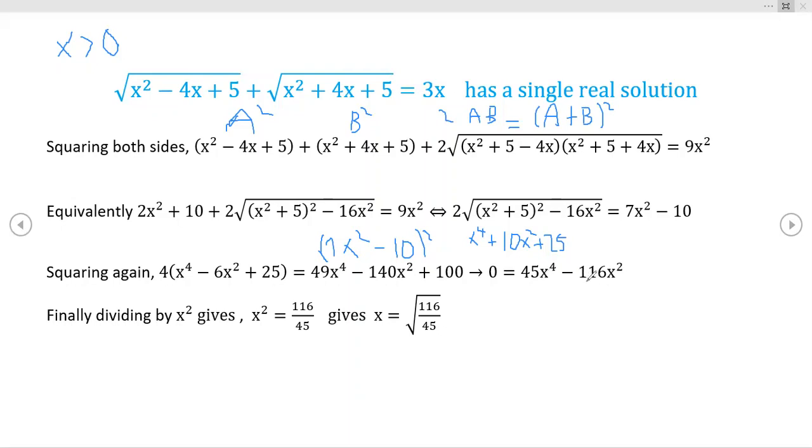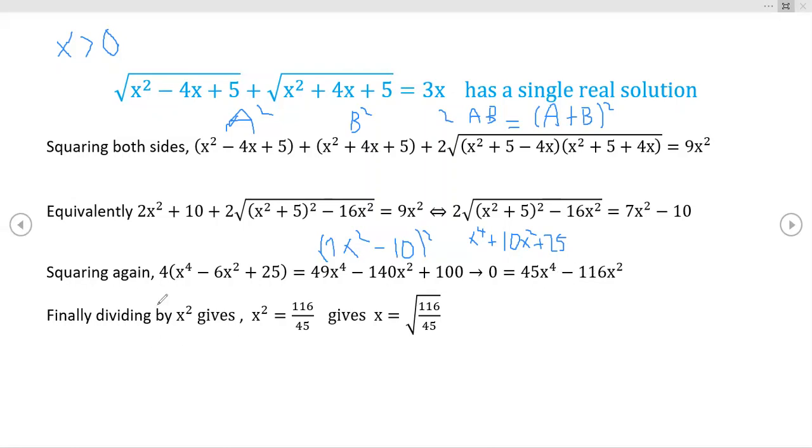45x to the fourth minus 116x squared is equal to 0. And again, folks, if the 100s had not canceled, the 4 times 25 is 100, we would be left with a quartic equation with a missing cubic term and missing x term, but still it'd be a quartic that you wouldn't be able to solve. So now we have this equal to 0.